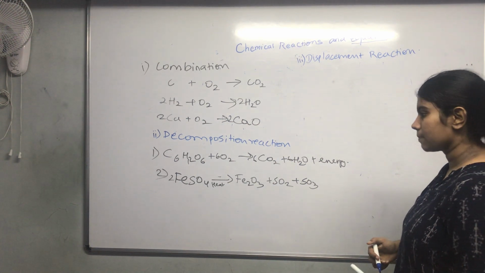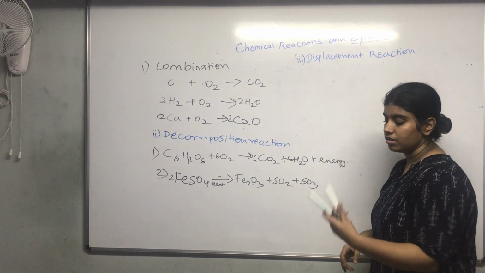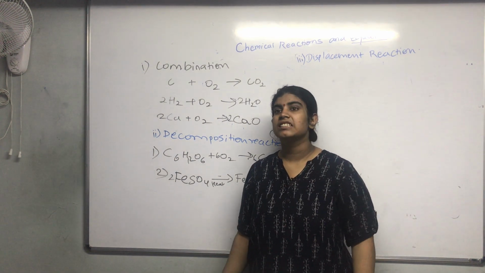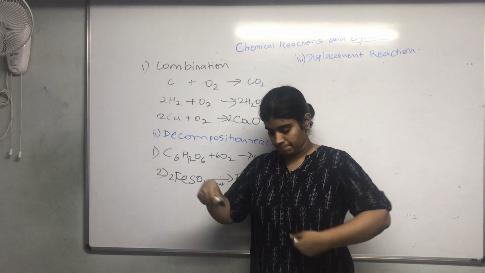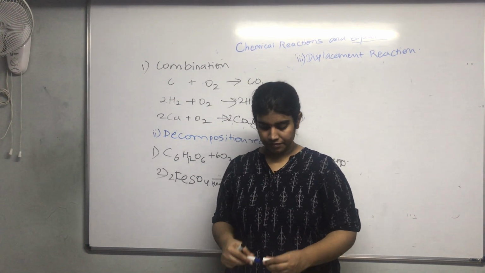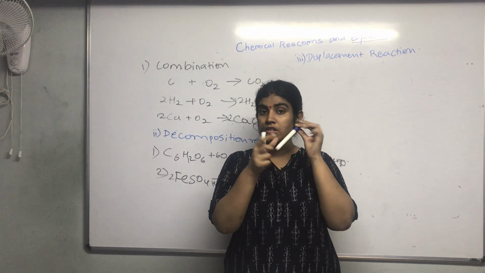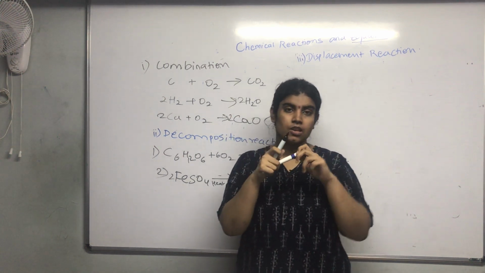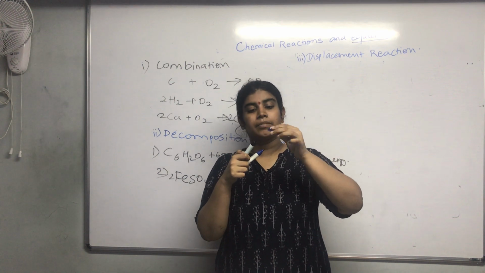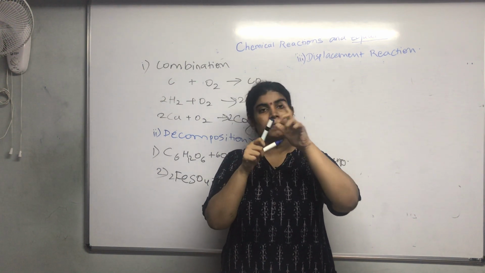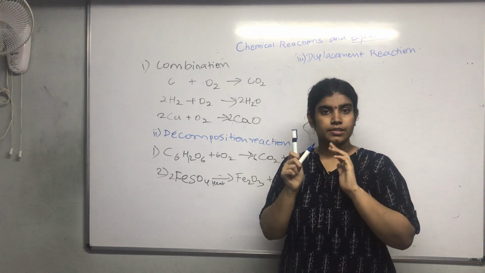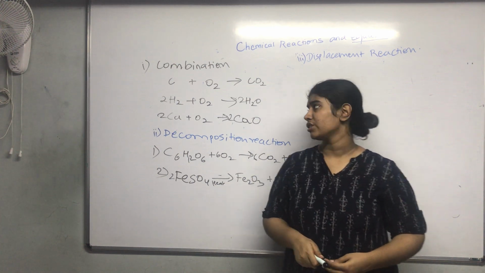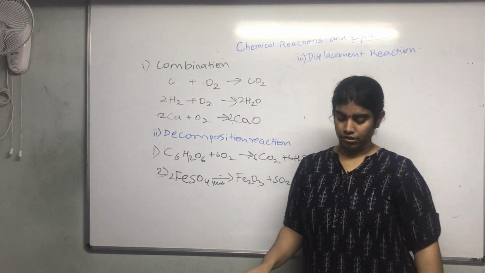So if I talk about displacement reaction, here what happens is a substance is being displaced. Supposing I have this whole substance along with the pen as well as the cap, and if I don't have the cap of this, this cap might fit on this pen. So instead of the cap being here, the cap has gone there. Such a kind of reaction is known as the displacement reaction.